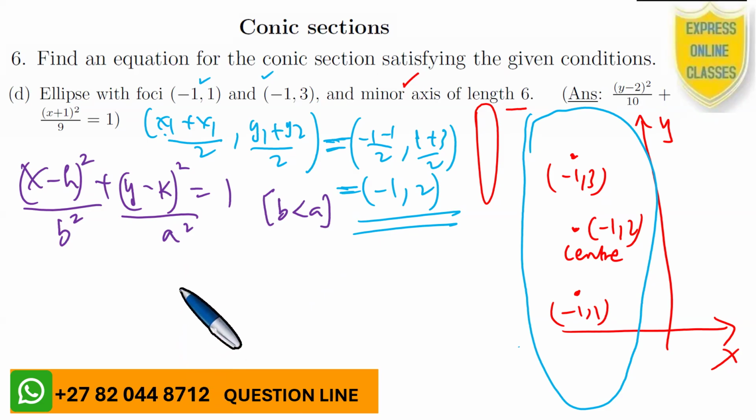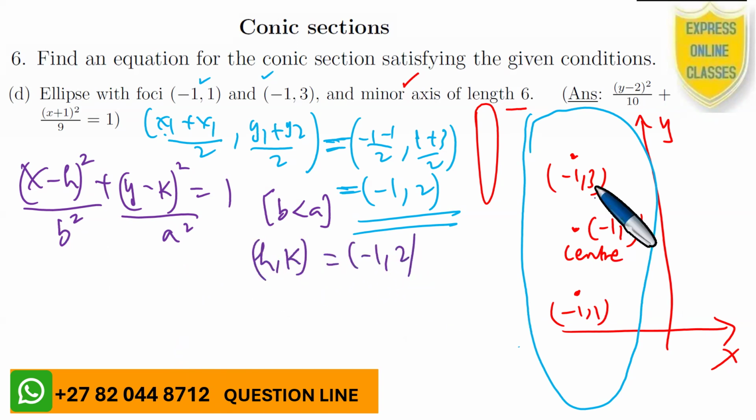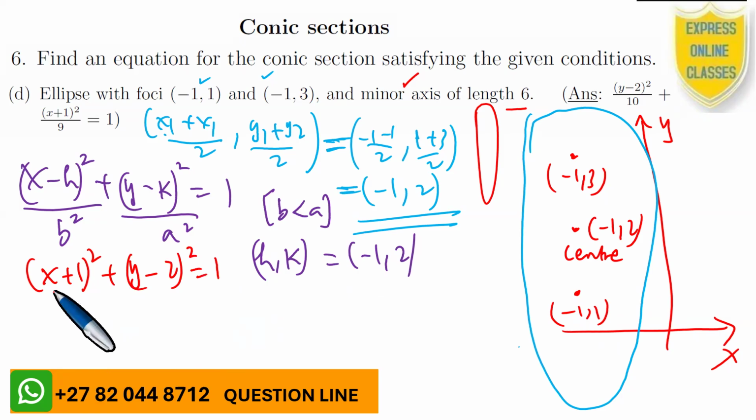Right, because you need to find the equation, the center is already there, which means h, k is -1, 2. You find the center, the midpoint of those, which means it is x plus 1 squared, y minus 2 squared is equal to 1. You just need to get the a and the b. But to get the a is going to be hectic. The easiest to get will be the b. Let's see what we've got.